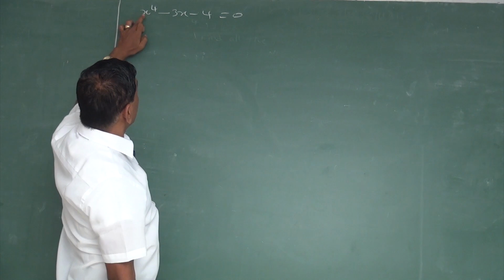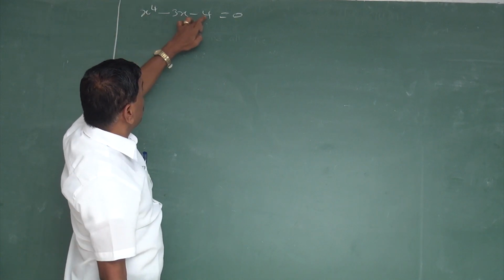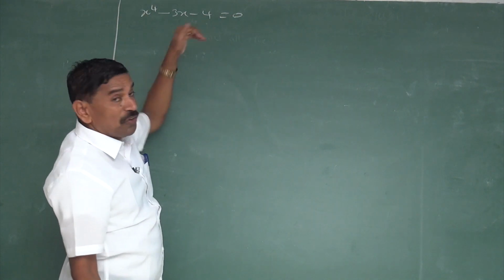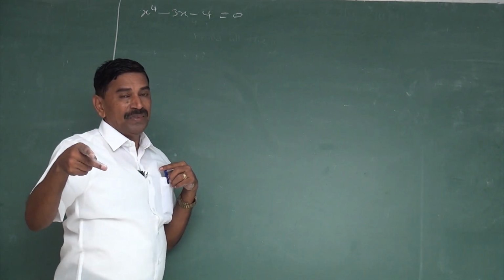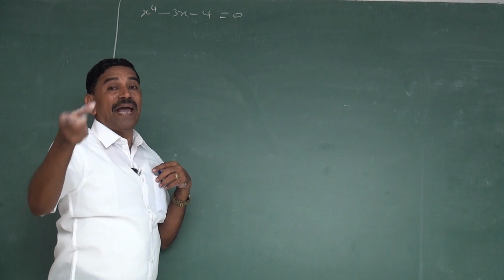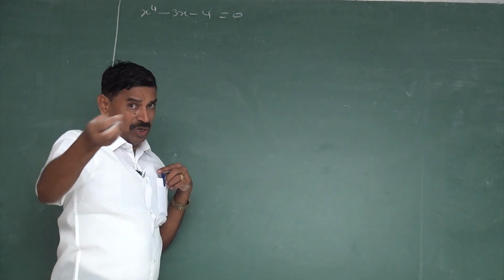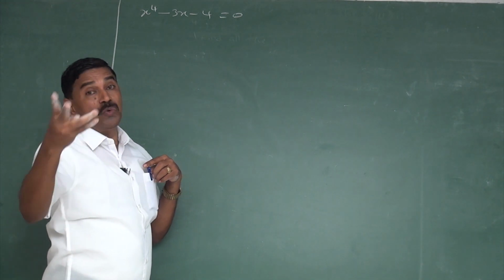are given by the equation x power 4 minus 3x minus 4 equal to 0. So we want to find the remaining roots. Already in the question paper 2 roots are given, and by using pairs we get 2 more roots. So totally 4 roots. Now the remaining 2 roots we have to find.